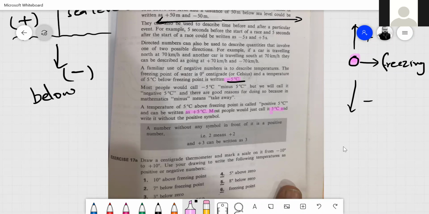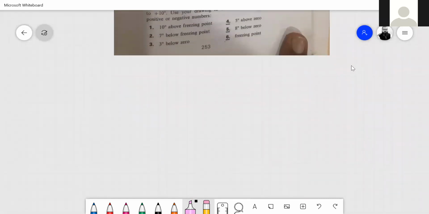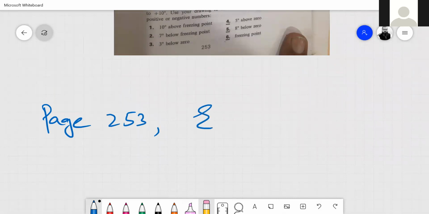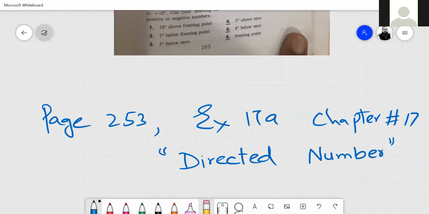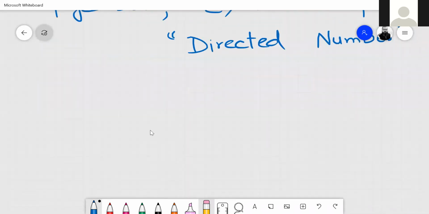Okay, now we will come towards the exercise. Page number 253, Exercise 17A. Chapter 17, and the chapter name is directed numbers. Very important chapter. Now we will try to solve questions number 1 to 10.